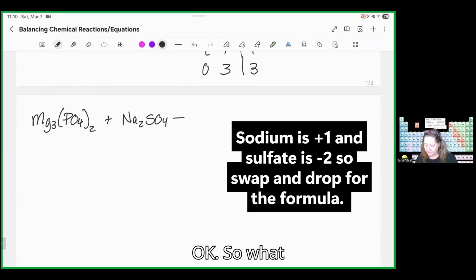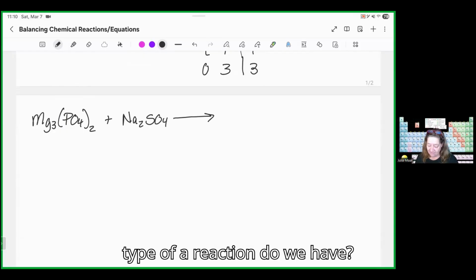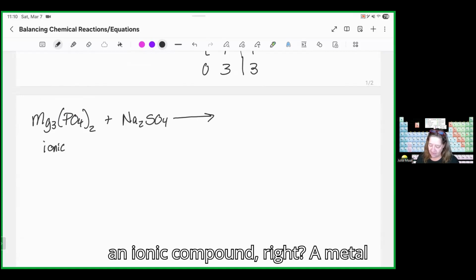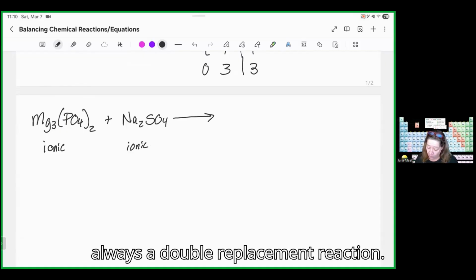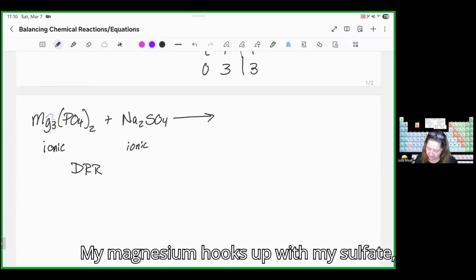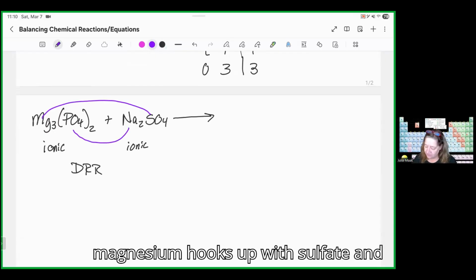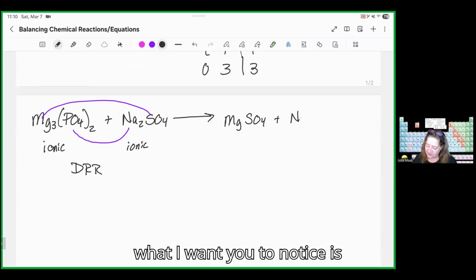Okay. So what type of a reaction do we have? Well, I have an ionic compound and an ionic compound, right? A metal, nonmetal, a metal, nonmetal. That's always a double replacement reaction. They are just going to switch partners. My magnesium hooks up with my sulfate. My sodium hooks up with my phosphate. So magnesium hooks up with sulfate and sodium hooks up with phosphate.